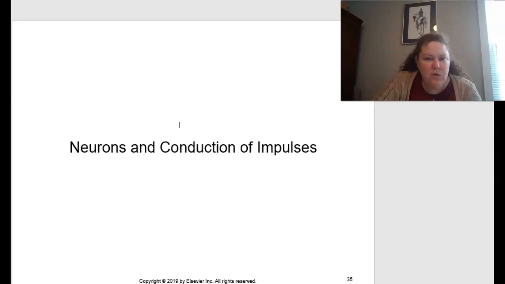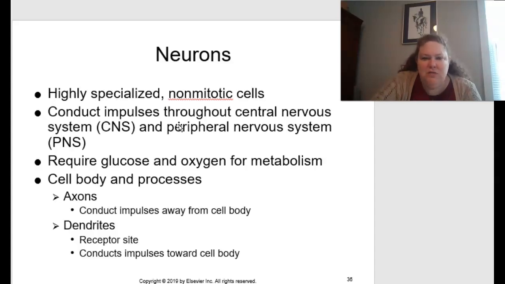Okay, so what about neurons and how we actually conduct impulses? This is on page 334. So neurons, I love neurons. These are highly specialized non-mitotic cells, and they conduct impulses through the central nervous system, which is abbreviated CNS, as well as the peripheral nervous system, which is abbreviated PNS. And these are going to require glucose and oxygen for metabolism. Okay, sugar, your brain runs off sugar.